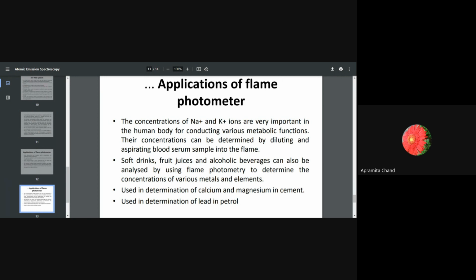It can also be used in the determination of calcium and magnesium in cement. It can be used in the determination of lead in petrol.